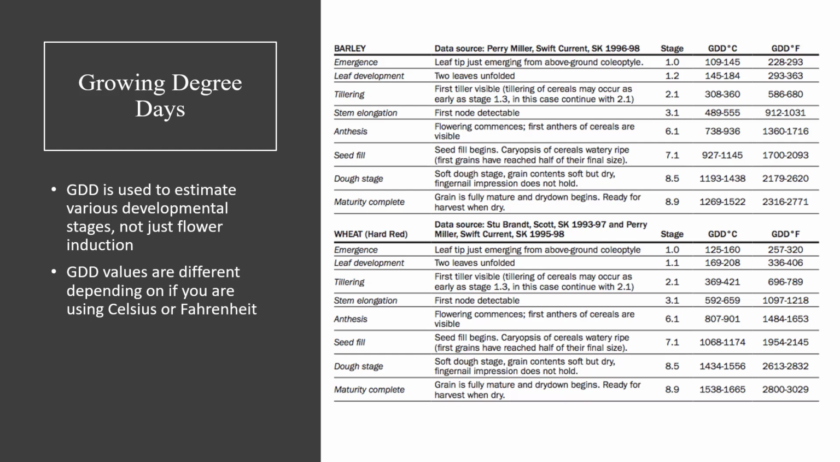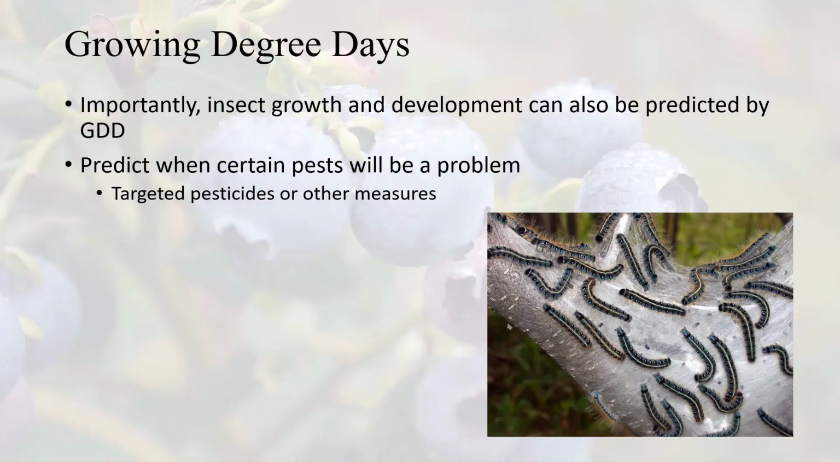It's also helpful for pests, because insects grow and develop in much the same way, right? You can use growing degree days to track insect growth and development, just like you can do with plants. And that could be helpful from the standpoint of targeting pests or pest control, whether targeting them with pesticides or other control measures. So maybe this is when this particular pest is going to be an issue, and this is maybe when you want to apply some sort of pest control measure.